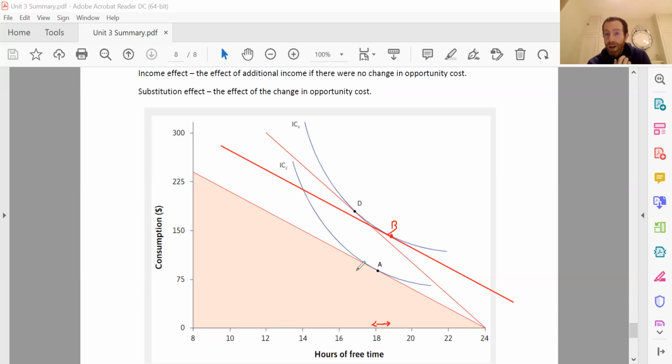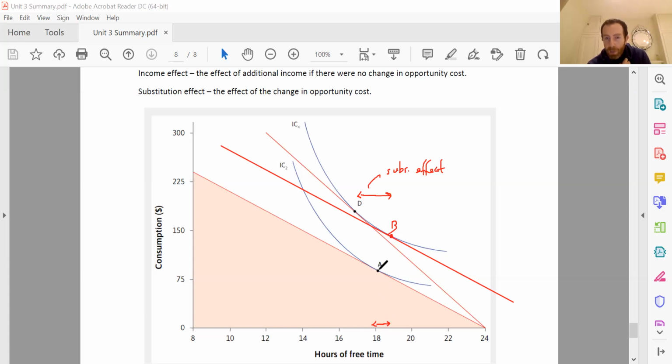They actually decided to have less free time. That means the gap between B and D represents the size of the substitution effect. It's telling us that this change in opportunity cost has made them want to reduce their free time, because now the wage is higher. The opportunity cost of free time is higher because working can earn them more money.